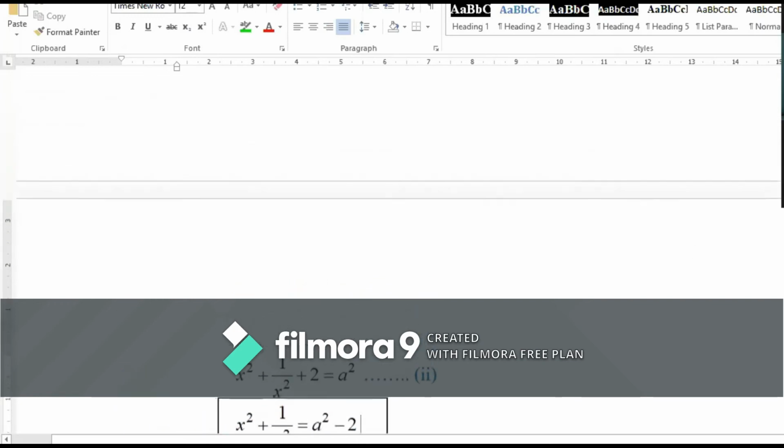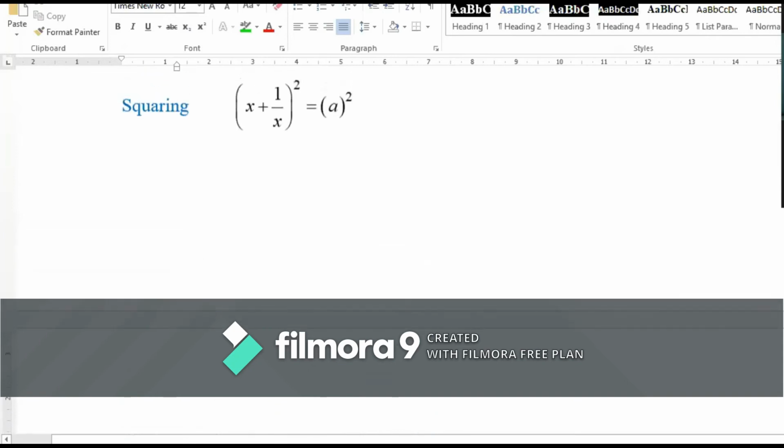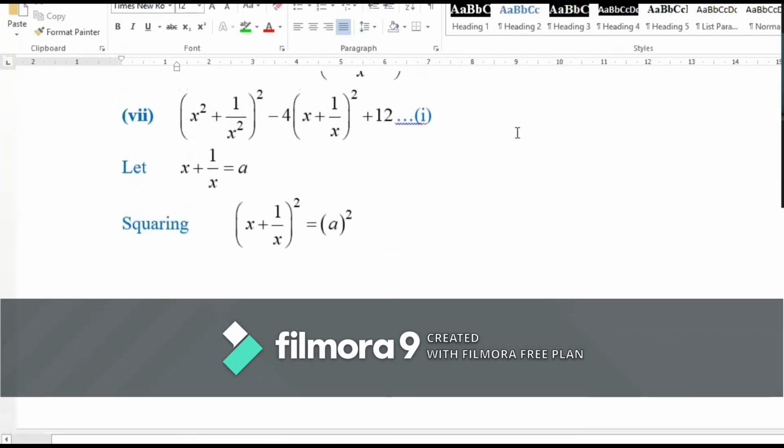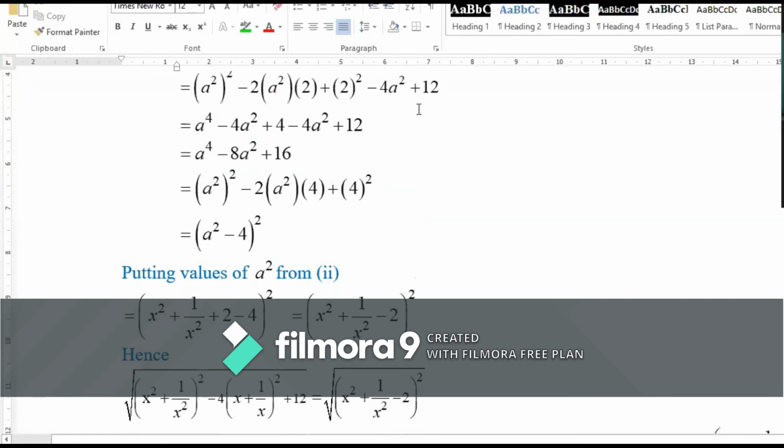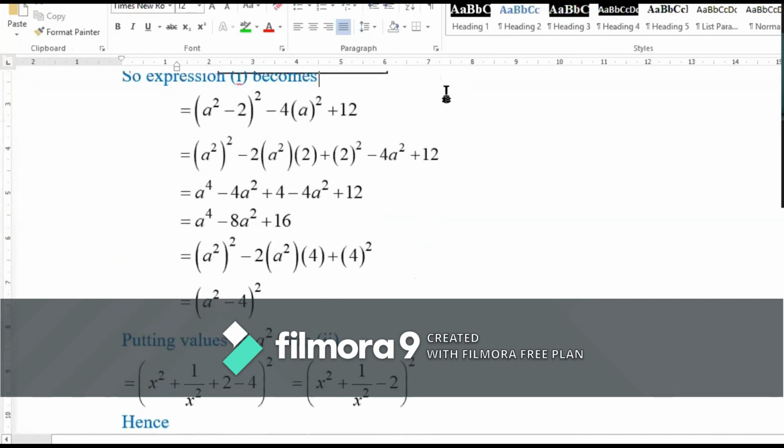If I move a little bit above, you will see that this is equation number 1. So in equation number 1, you will see the values will be substituted right here: x square plus 1 over x square, its value will be at this place. Whatever we have obtained in the box below, you will substitute right here, and x plus 1 over x will be substituted as a. So the whole question will be converted into terms of a, instead of x.